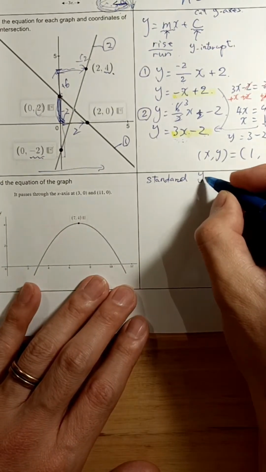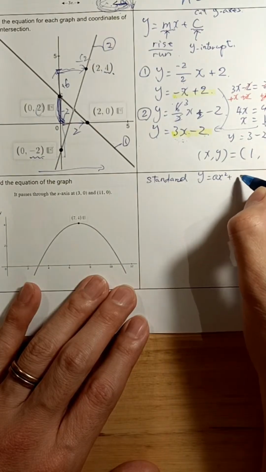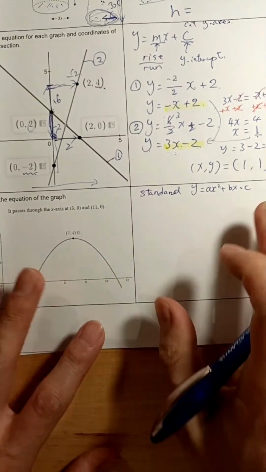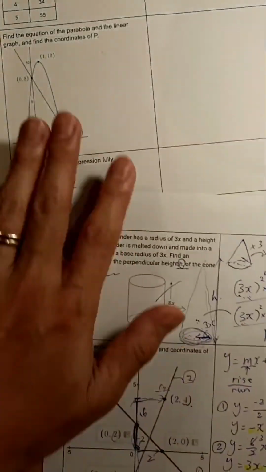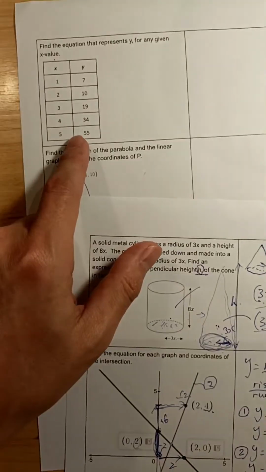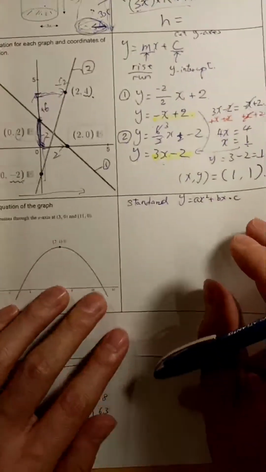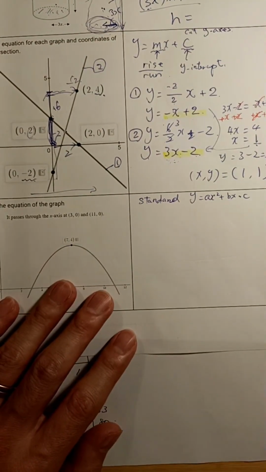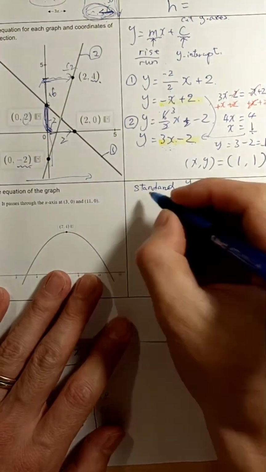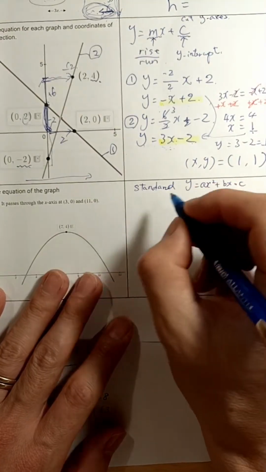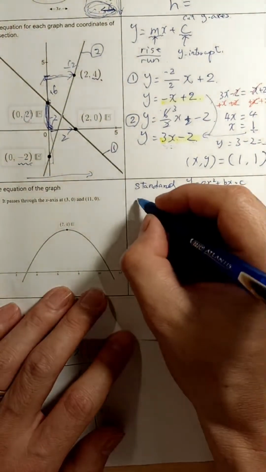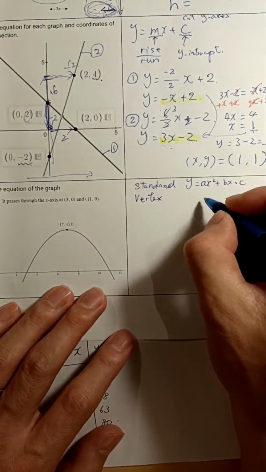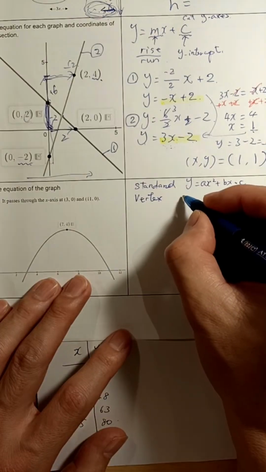Standard form is y equals ax squared plus bx plus c. Okay? This standard form is something we use when you're reading the table. And then the second one is vertex form. Can you remember this one?